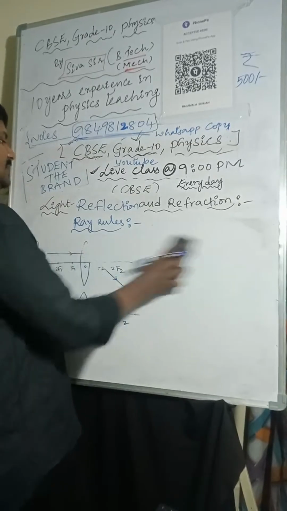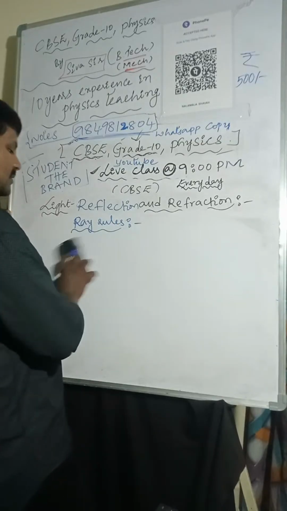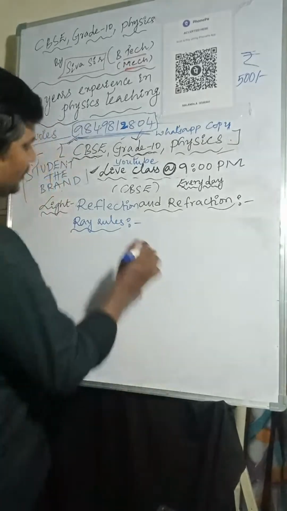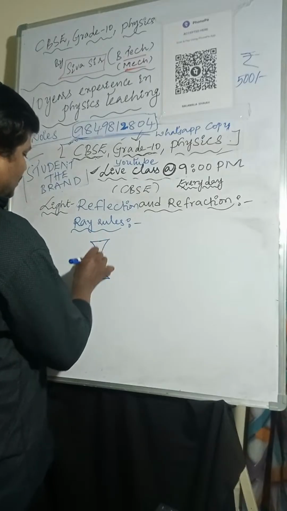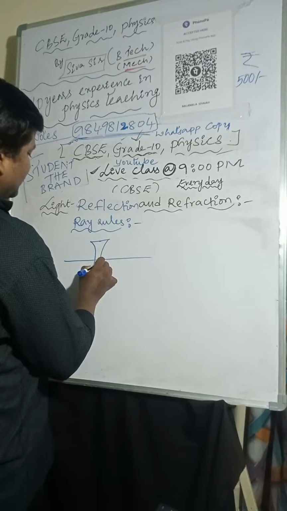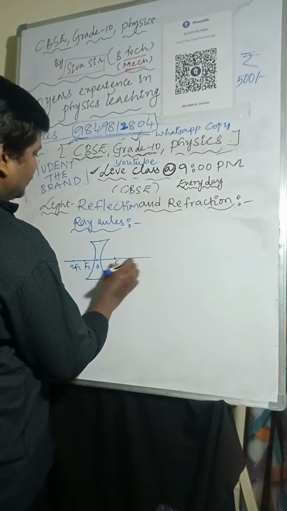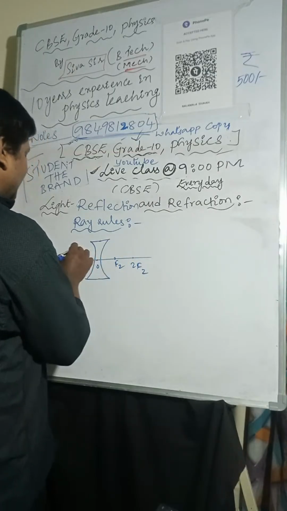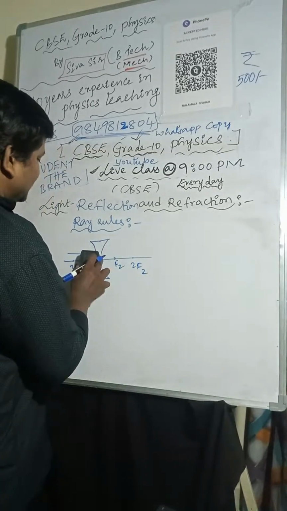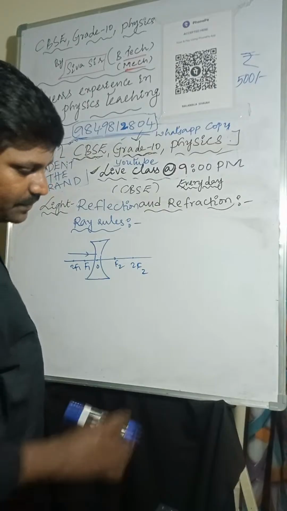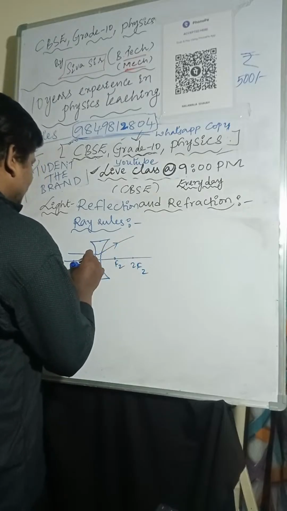Coming to the concave lens. I'm explaining about the concave lens. Concave lens ray rules are also the same. I'm taking it like this. Optic center, F1, 2F1, F2, 2F2. One light ray I'm taking like this. After refraction it passes, okay, so after refraction the light rays will diverge. It appears to pass through the focus.